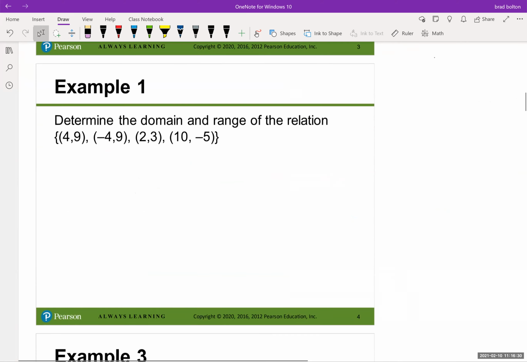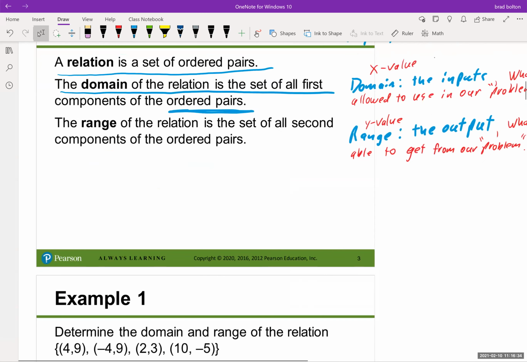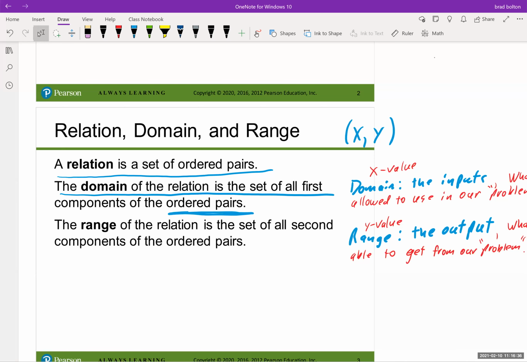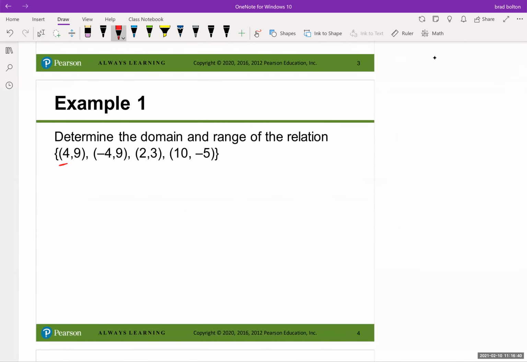Okay, so determine the domain and the range of the relation. If I go exactly as is right here, the domain is the set of all first components of the ordered pairs. So here's the first component, here's the first component, here's the first component, here's the first component. So they're going to say, let me fix this real quick.